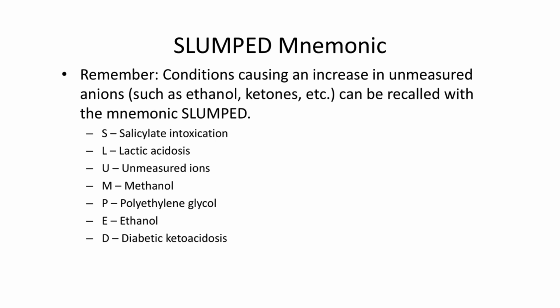So, remember, conditions that raise the anion gap can be recalled with SLUMPED: salicylates, lactic acidosis, unmeasured ions, methanol, polyethylene glycol, ethanol, and diabetic ketoacidosis.